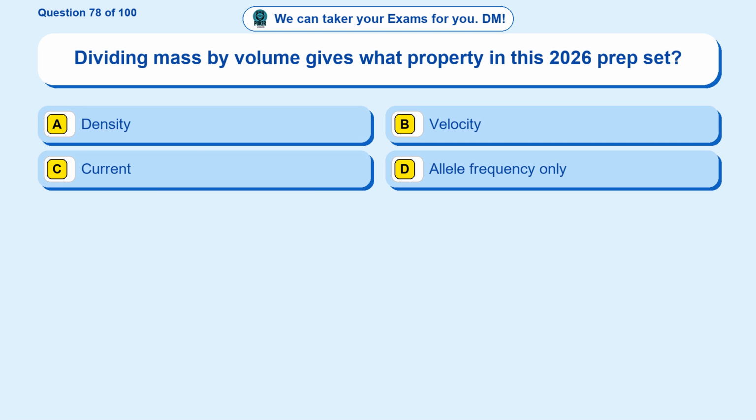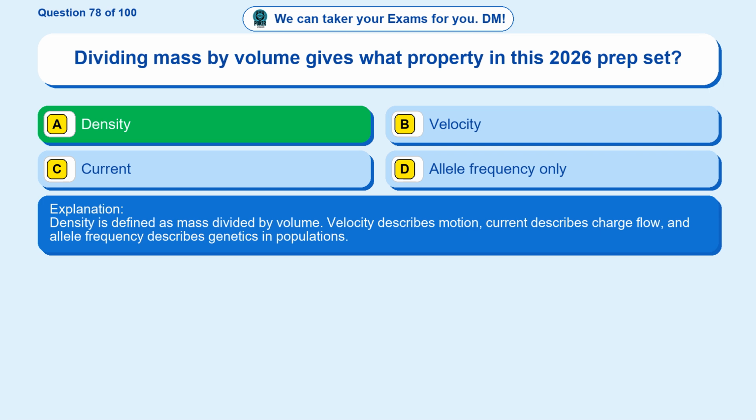Question 78. Dividing mass by volume gives what property in this 2026 prep set? Option A, density. Option B, velocity. Option C, current. Option D, allele frequency only. The correct answer is option A, density. Density is defined as mass divided by volume. Velocity describes motion, current describes charge flow, and allele frequency describes genetics in populations.